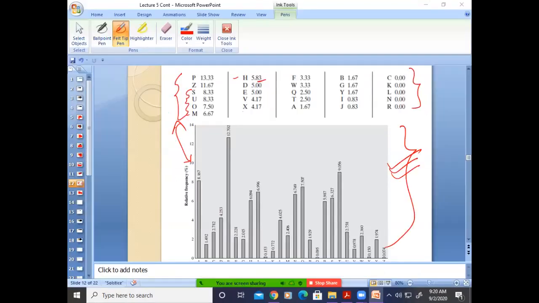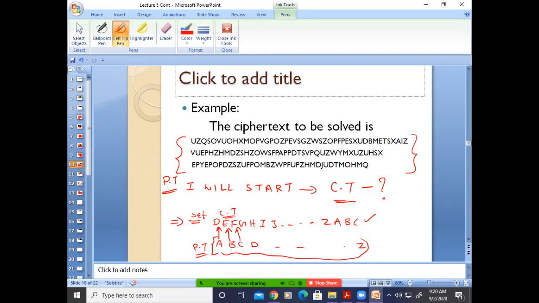Now from that we have to identify for which letter. Suppose there is a U. If I am able to find the letter U correctly, maybe for M I am finding, for Z I am finding, so we may get initially a few letters. Then from a trial and error method, we can fill all the letters so that we'll get some reasonable plain text.